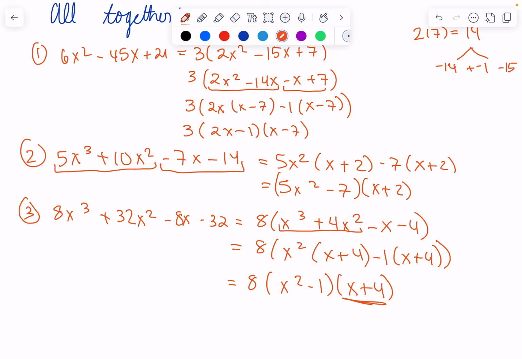This I can't factor further, but if you look at this, that can be factored further using the perfect squares method, okay? X squared is a perfect square, and 1 is a perfect square. So what's the square root of x squared? X. What's the square root of 1? 1. Because there's no b value, 1 has to be negative and 1 has to be positive. And then x plus 4 stays as is. I think that's good enough.